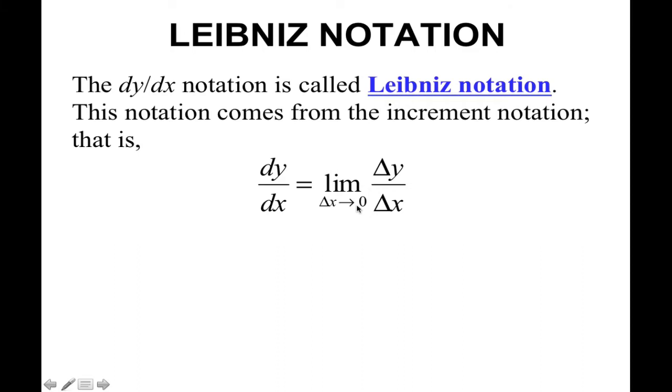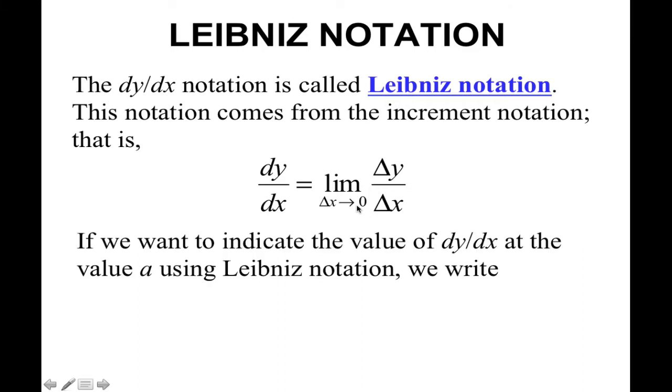If we want to indicate the value of dy dx at the value a using Leibniz notation, we write dy dx at x equals a. And this bar right here, I'm not sure if you've seen it before, but this bar just means to evaluate at x equals a.